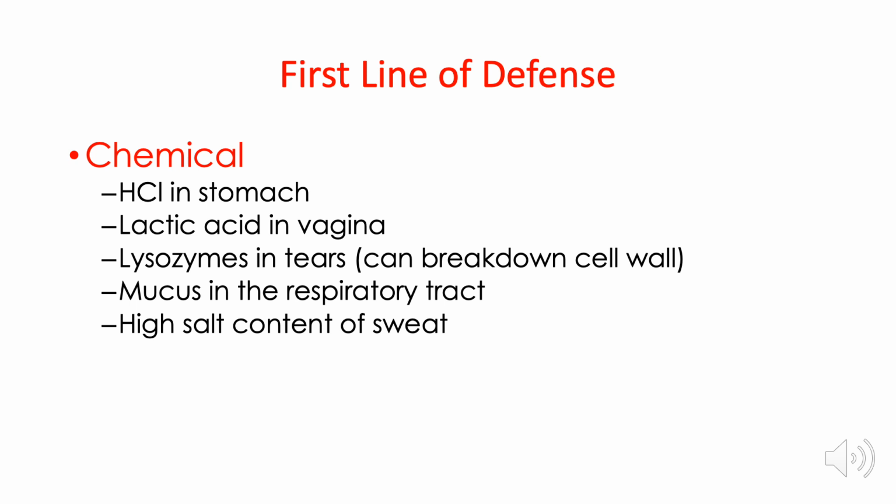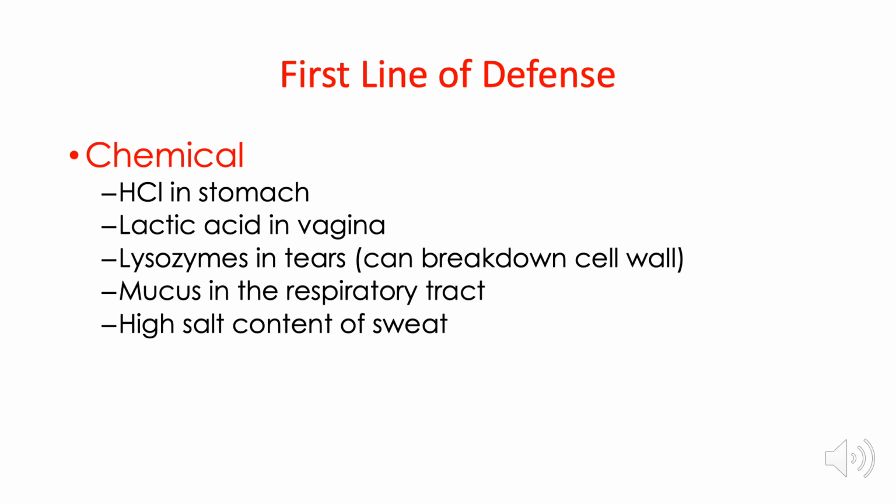So to emphasize, the first line would involve hydrochloric acid in the stomach, the lactic acid in the vagina, and the mucus in the respiratory tract. I have to emphasize that what I mean by prevention of entry to the body is that the organism must not be able to reach the blood circulation.